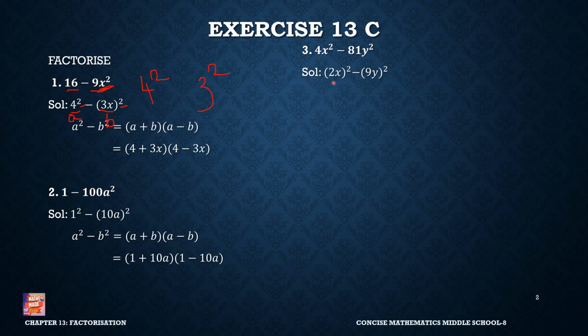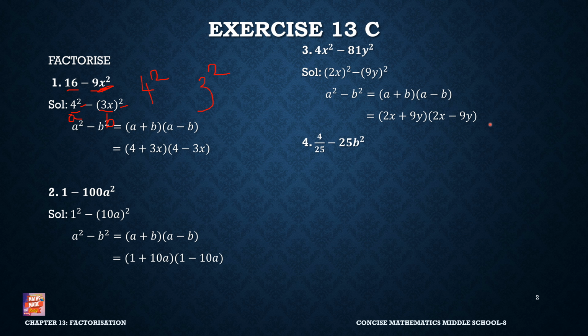Right children? Look here, it is in the form of a square minus b square. That is, a square minus b square formula is (a plus b)(a minus b). What is the a value over here? It is 2x. What is the b value? 9y. So this is what you get. Right? Now just substitute 2x and 9y in their places. So this is what we get.